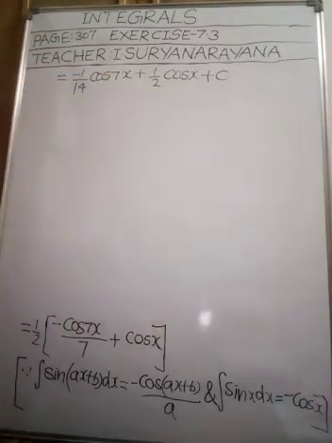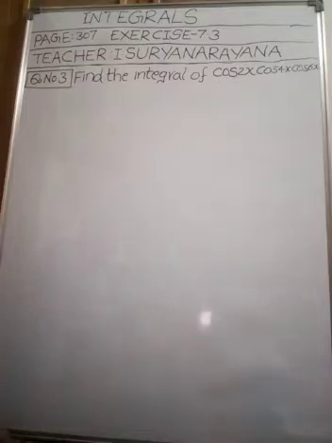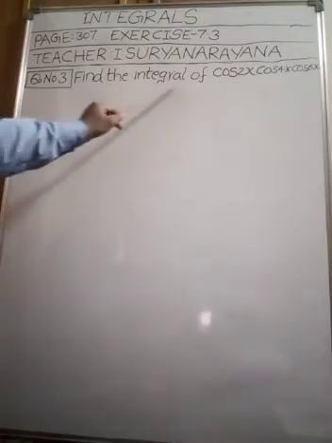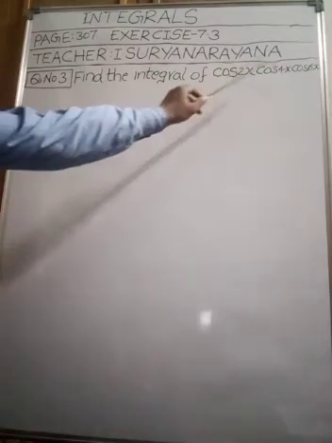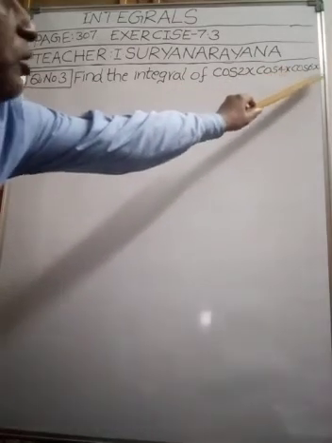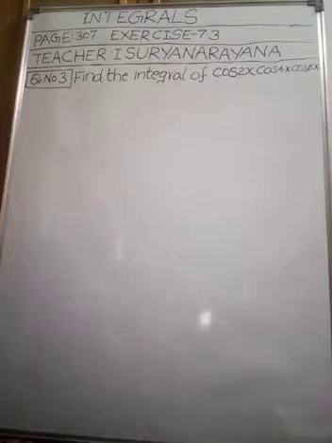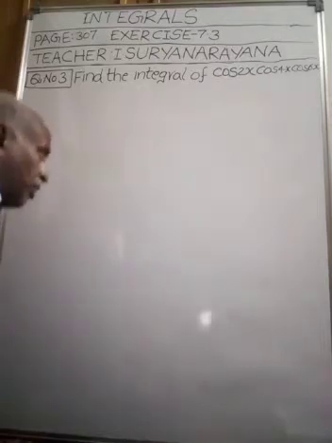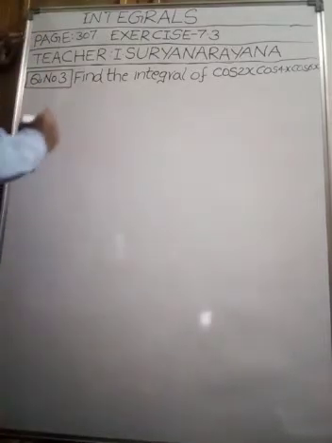Understood, my children? Right. Now come to the next question, my children. Question number 3. Find the integral of cos 2x into cos 4x into cos 6x. Understood this question, my children? Right. Now come to the solution part.